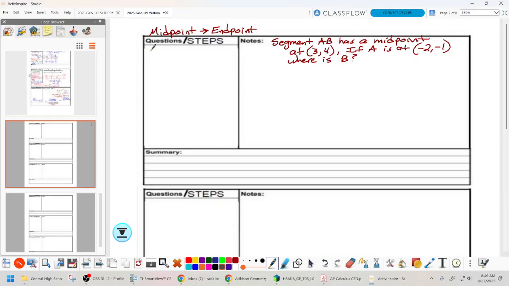So you can sketch a graph. And by sketch, it doesn't have to be perfectly accurate. So A is -2, -1. And then M this time is here. That is M. So we have that much of our line. We need to extrapolate out here and find B. We don't know the coordinates of B out there.